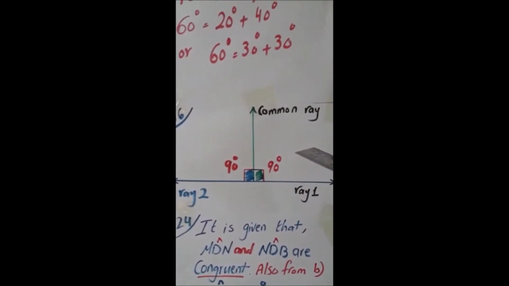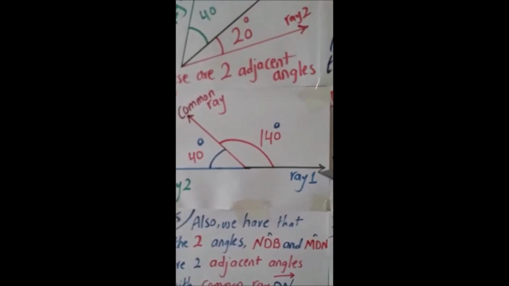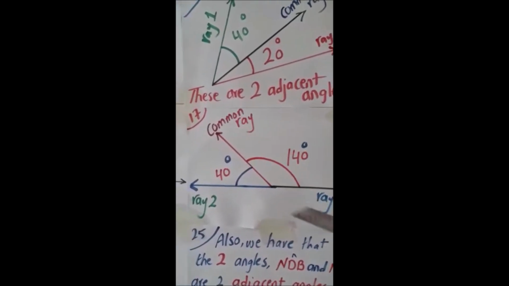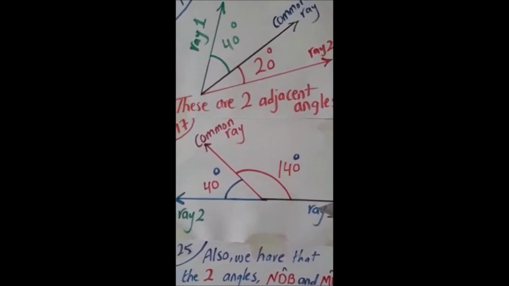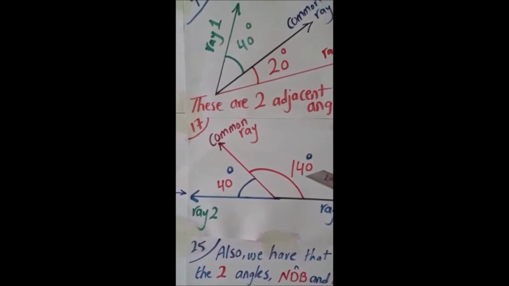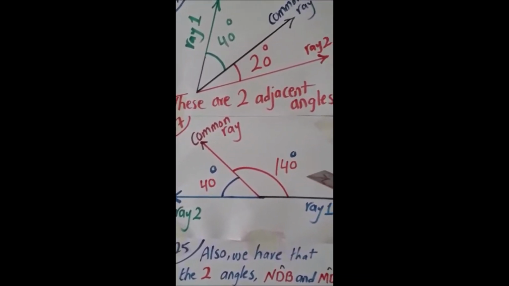If you add them, 90 and 90, you will get 180. Example 3: again, you have ray 1 and ray 2, and you have the common ray in red. Again, we have two angles. They are adjacent and they are supplementary.